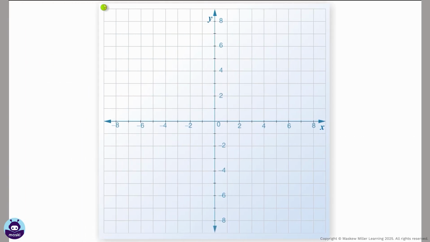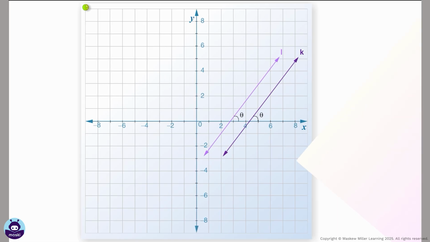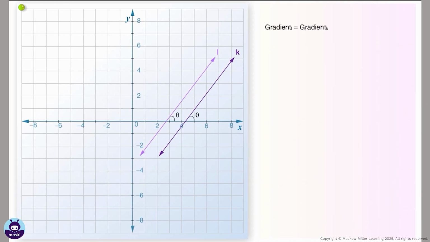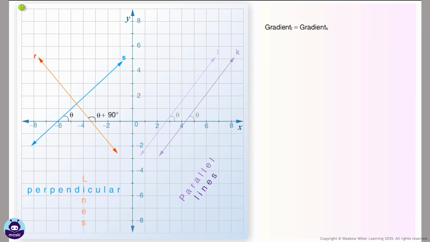Parallel and perpendicular lines. Imagine 2 lines that make the same angle with the horizontal axis. The gradients of these 2 lines will also be equal. These 2 lines will never intersect each other. Such lines whose gradients are equal are called parallel lines. We also learned that 2 lines for which the difference in the angles of inclination is 90 degrees are called perpendicular lines. The product of the gradients of 2 perpendicular lines is always -1.